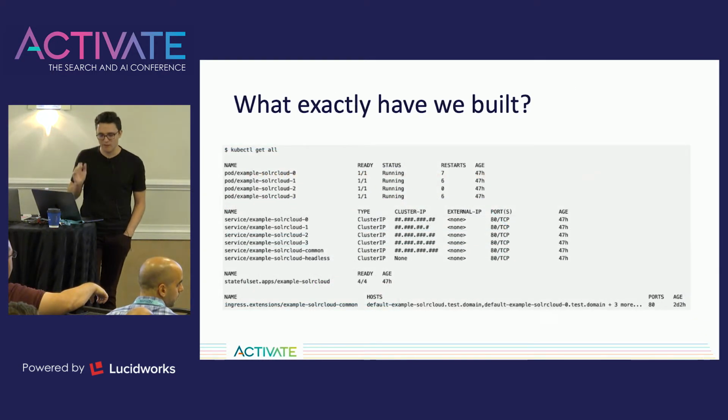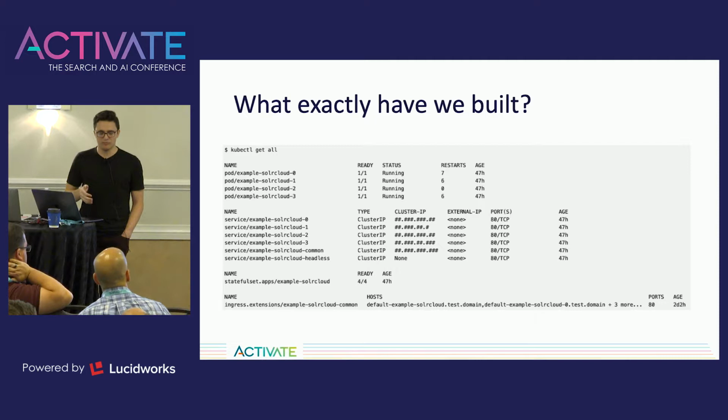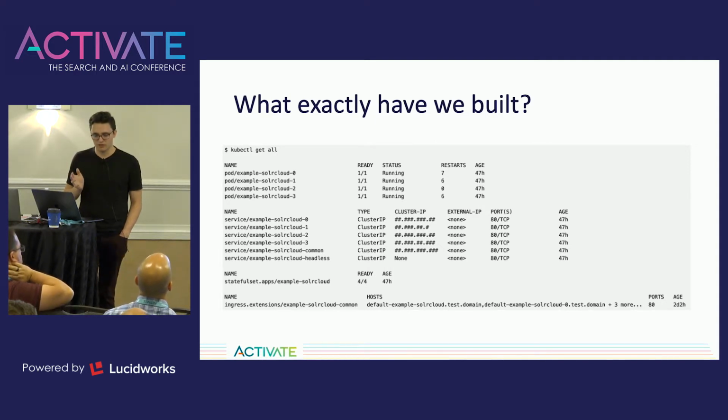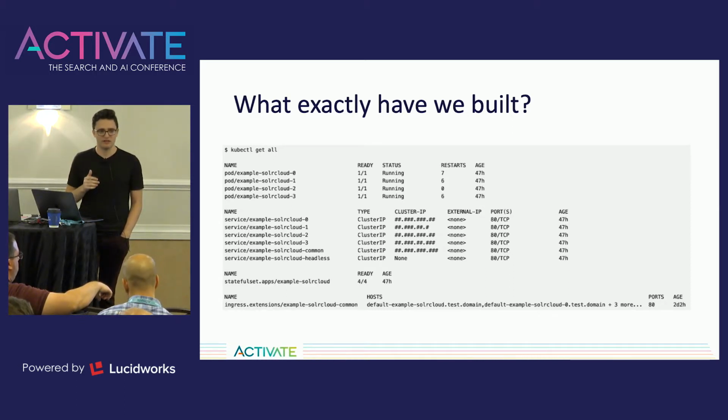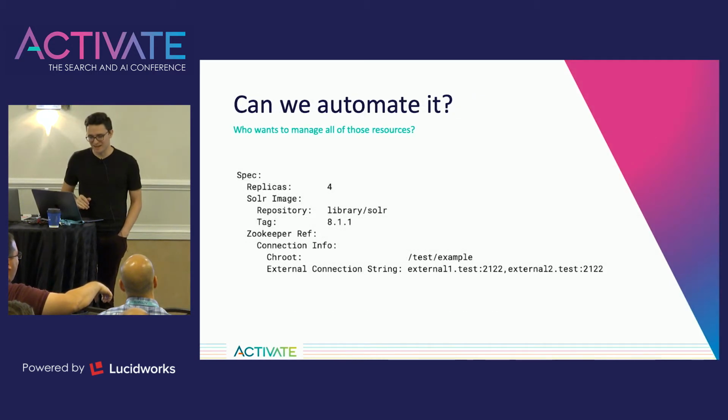So what exactly have we built here? We have a stateful set that is running Solr Cloud nodes in pods. We have a service for each of these pods, as well as a common service and a somewhat worthless headless service at this point. And then we have an ingress that has rules for each of our services that make them externally available. I'm going to bring this back up at some point, so I'll move on.